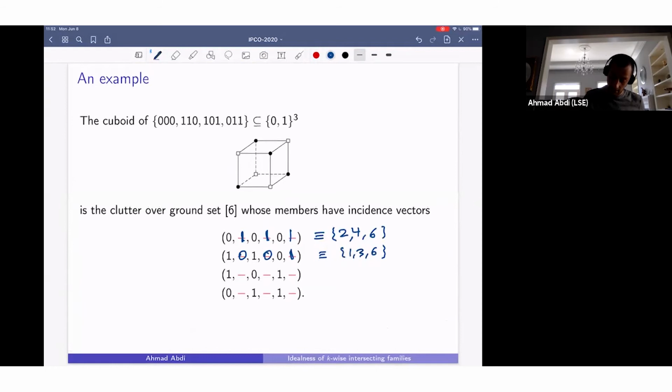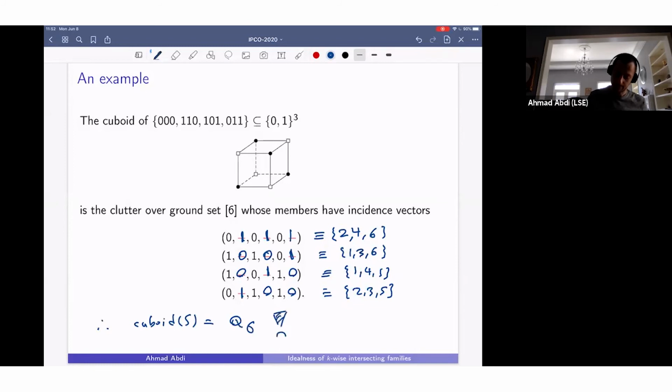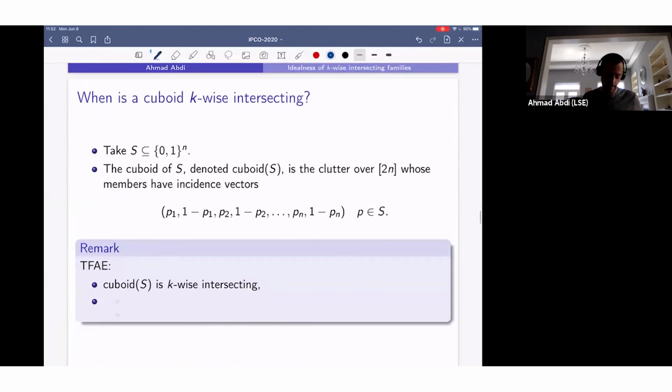All right. So you could do this, 1, 0, 1, 0, 0. I changed the slides last minute. You could do this. So this is going to be 1, 4, 5. And this is going to be 2, 3, 5. And the cuboid turns out to be just the clutter Q6, the triangles of K4. So the triangles of K4, which has a ground set of size 6, comes from this 3-dimensional hypercube.